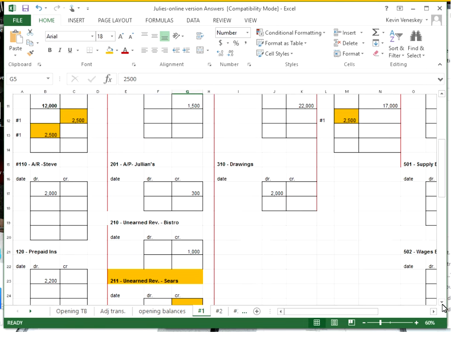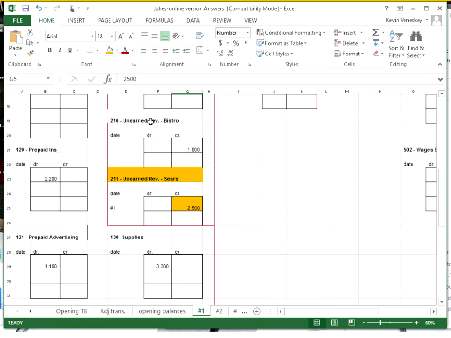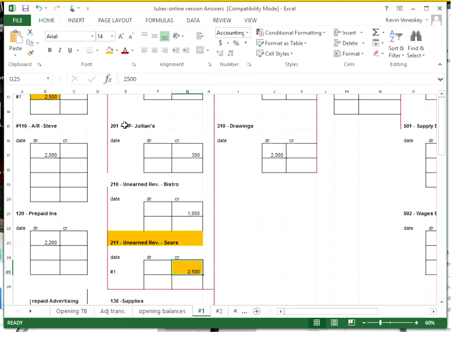So I want to make a new T account for Sears. I don't want to put it in the Bistro account. Just like with an account payable or account receivable, I want to keep a separate heading, a separate T account for each company that I owe money to. So I put the $2,500 here as a liability instead of in the revenue.